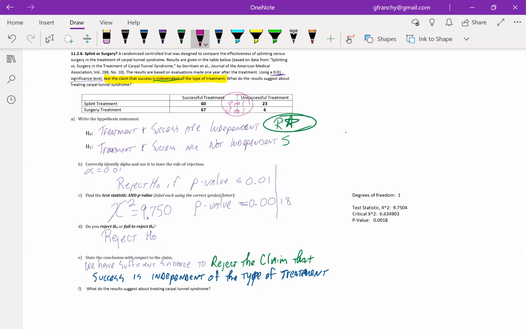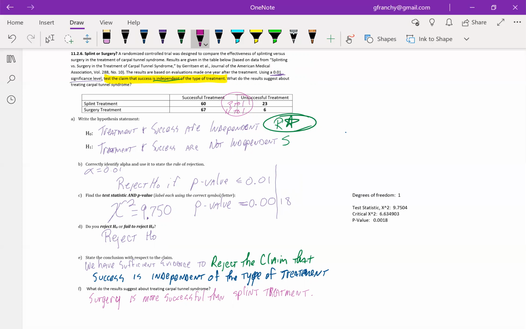So what do the results suggest about treating carpal tunnel syndrome? That surgery is more successful than splint treatment. Now, was splint treatment unsuccessful? It was successful about 75% of the time. A little bit less than that. Overall, I'd say it has a pretty good success rate. Not nearly what surgery has.